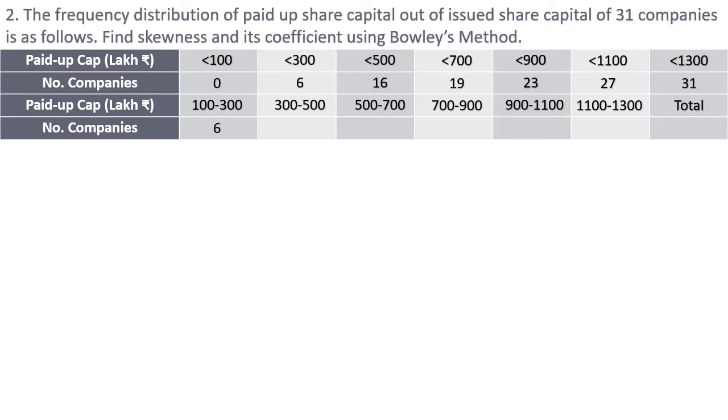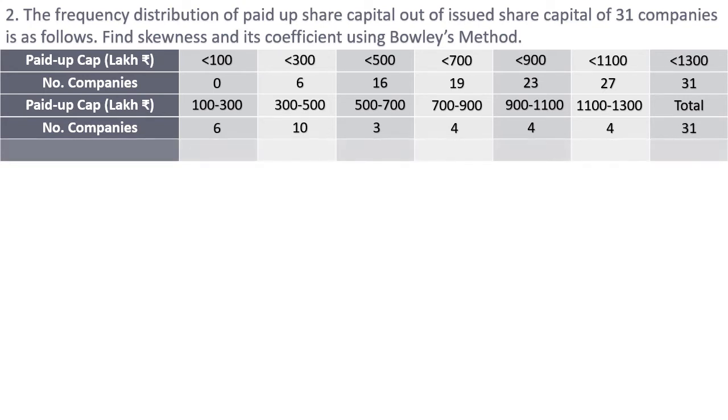The difference is 6. Next, 300 to 500, the frequencies are 6 and 16. The difference is 10. Then 500 to 700, the frequencies are 16 and 19. The difference is 3. Similarly, the difference of 19 and 23 is 4, 23 and 27 is 4, 27 and 31 is also 4. And when you total all these frequencies, you get 31.